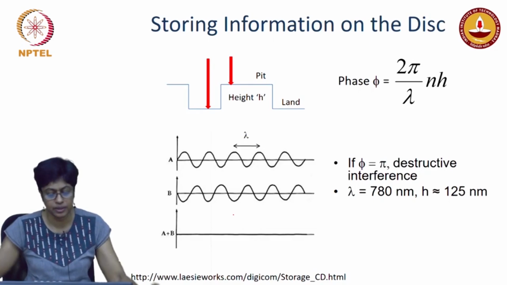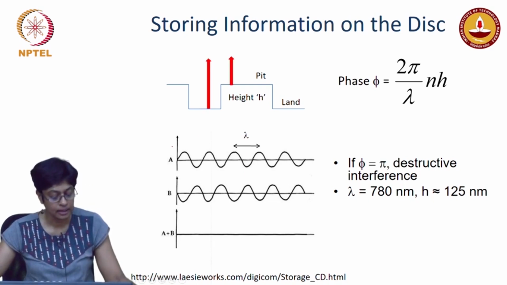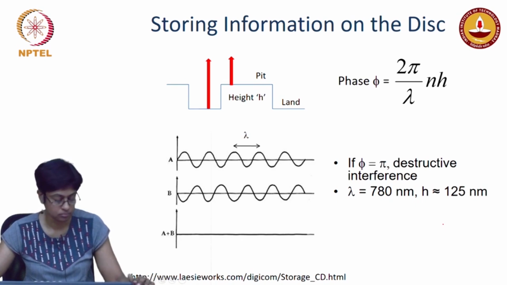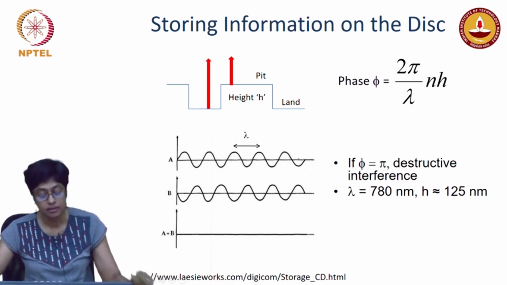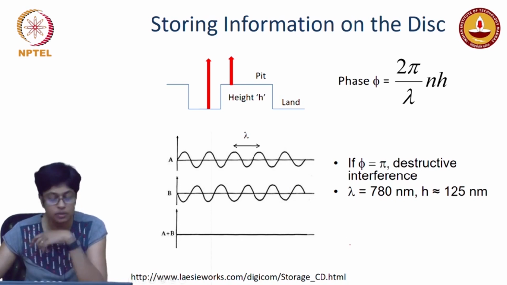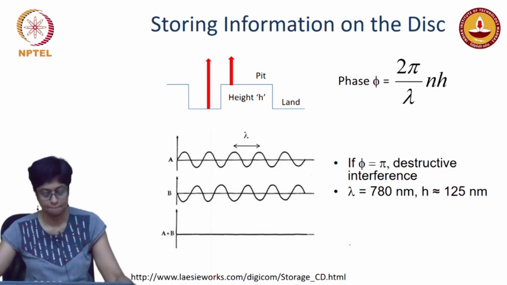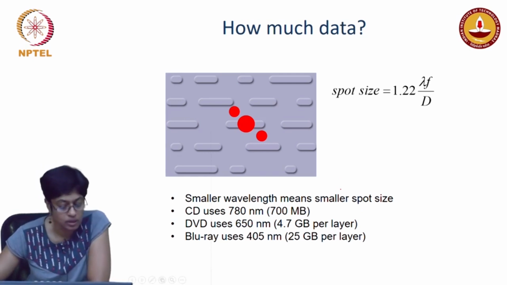Okay? So this is what I was saying, you have light reflect from the top over here, light reflect from here, and what you will see is if you have got this height right, A plus B is going to give you perfectly destructive interference. Here for the CD, they started with 780 nanometer wavelength, okay, a little bit in the IR, and therefore the height was around 125 nanometers for cancellation. So this is what it looks like.